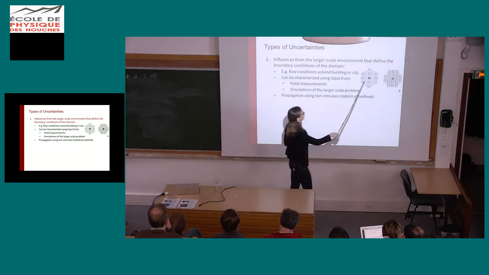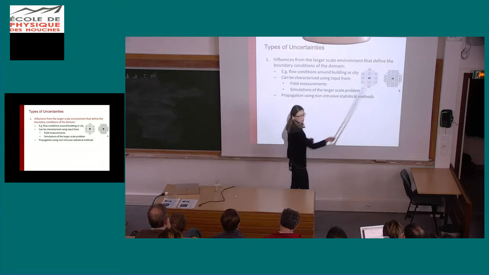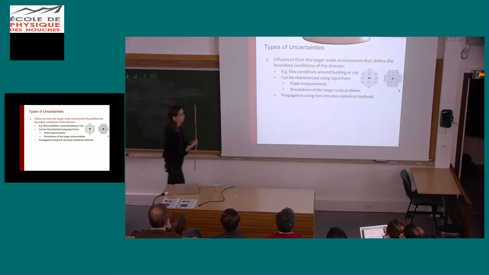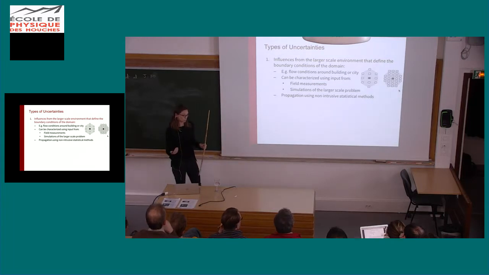If I'm interested in the natural ventilation in this building, I could model only this building, but it's really going to matter whether it's in this environment or that environment. So we can characterize these uncertainties either by going in there and doing field measurements, or we could do a simulation of that larger scale problem and couple the two. This you can do propagation using non-intrusive statistical methods, so you just run a larger number of simulations.